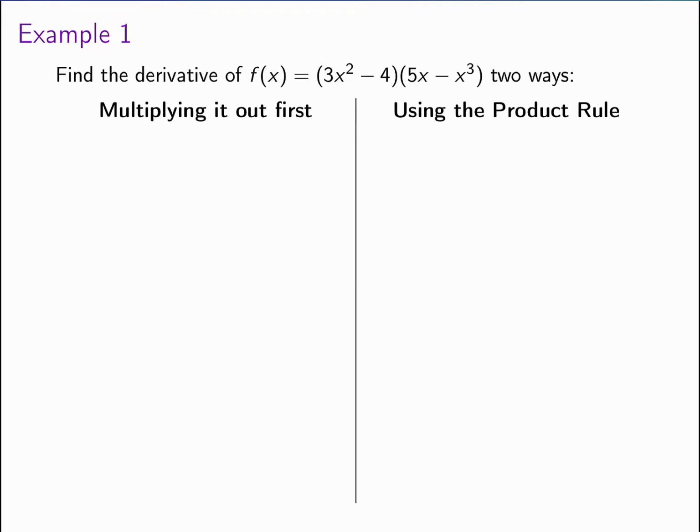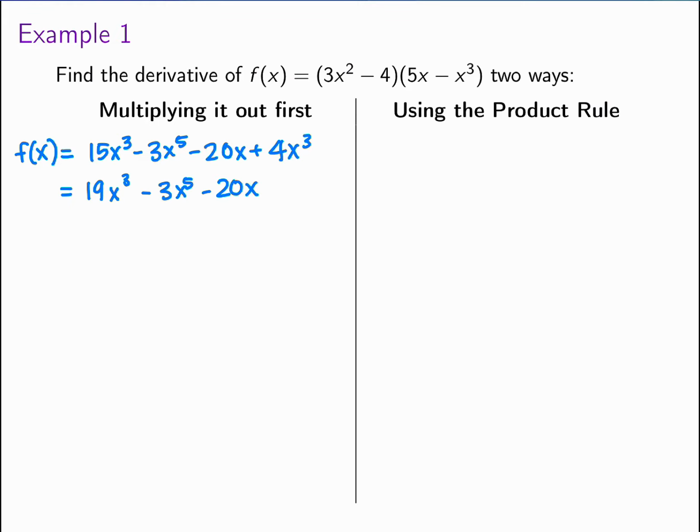So multiplying it out first, so we'll find f of x. We're just going to FOIL here. So when I FOIL, I'll get 15x cubed minus 3x to the fifth minus 20x plus 4x cubed. And before I differentiate, I'm going to combine my like terms because I see that I have x cubes in two different spots. So let's combine our like terms and we get 19x cubed minus 3x to the fifth minus 20x. So I haven't done any calculus yet. Everything is algebra so far.